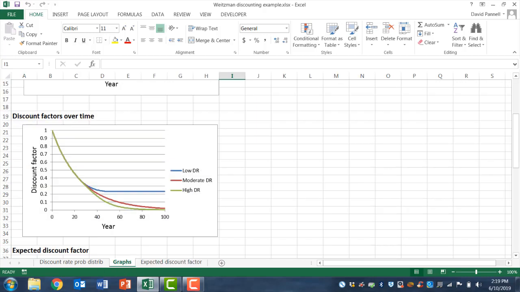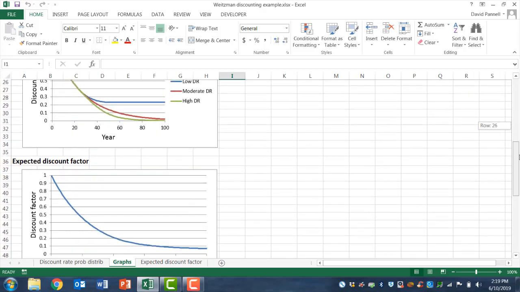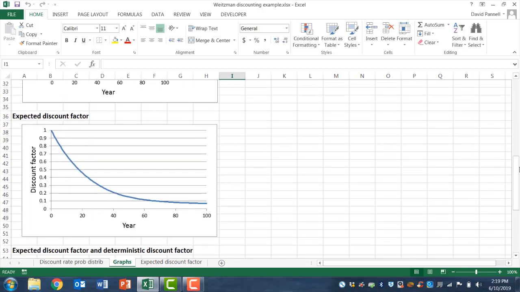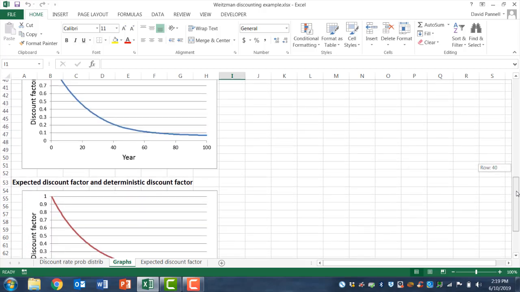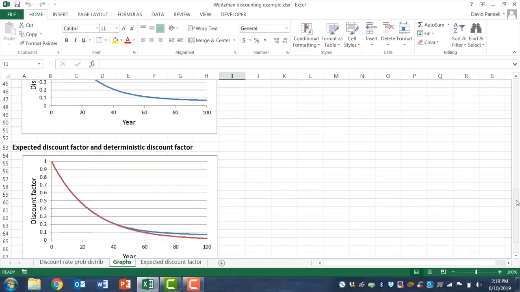Okay, and the result of that graphically, so here's the expected discount factor, and if we compare that to the discount factor we would have got if we had just used the mean discount rate and treated it as a deterministic discount rate, here's the comparison there. You can see that the deterministic discount factor of 4%, this dark red line, ends up having a lower discount factor than the one that accounts for the fact that the discount rate is uncertain.